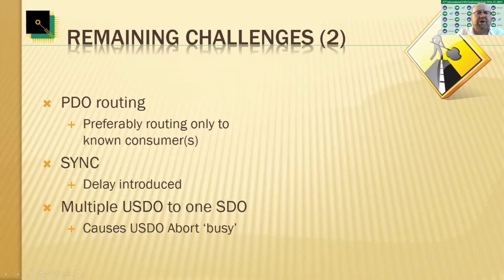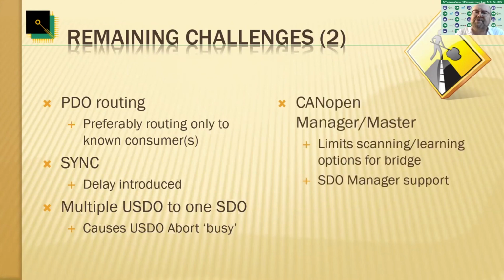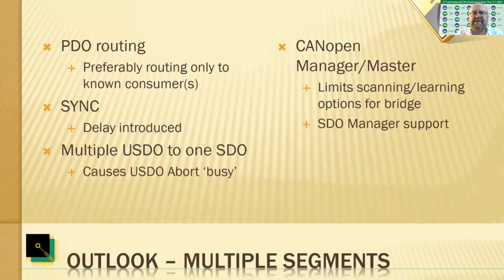Another remaining challenge is the multiple USDO to one SDO. Right now, if the bridge receives multiple USDO client requests from the USDO side going to the same destination node ID, it causes the USDO abort busy. So this is as if the node currently has only one server implemented and that server is busy. This is not so unusual in these systems. When it comes to the CANopen manager and master, then of course there are some limits in scanning and learning options for the bridge. So here one option could be to also implement an SDO manager on the classical side on the bridge to better manage the SDO channels on the classical side.